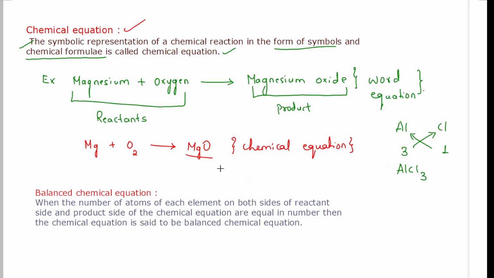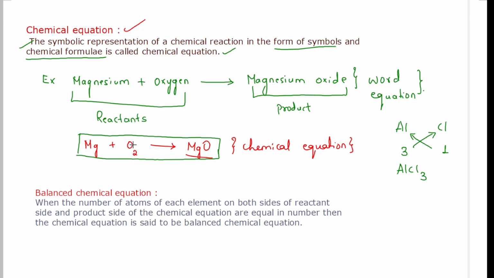Now we were discussing about the chemical equation. This representation of the reaction in the form of symbols and formula is called as chemical equation. These are called as reactants, that is magnesium and oxygen are reactants here, and magnesium oxide is product here. By seeing this equation, can you observe one thing here? Are the number of atoms of each element the same on both sides of this equation? You will come to know why I am asking you this question.